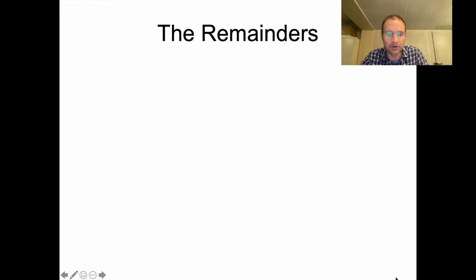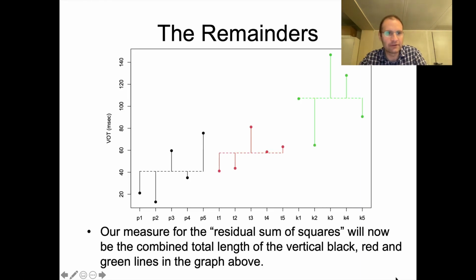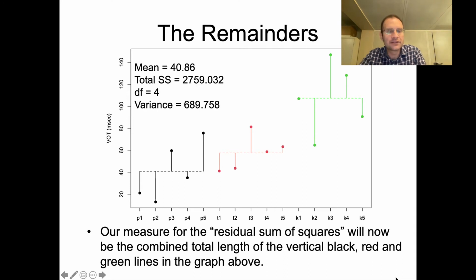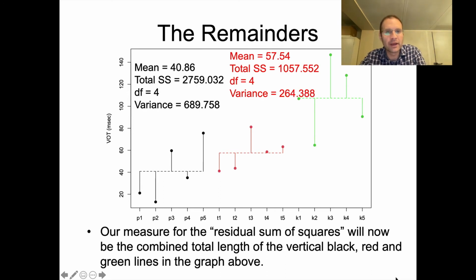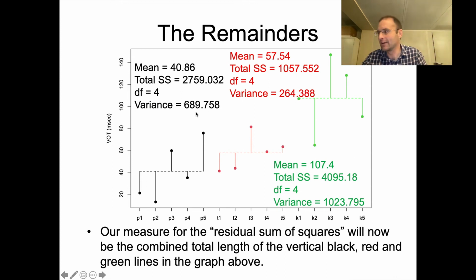The residual sum of squares for these 3 different places of articulation. It's the total length of these vertical black, red, and green lines. We've seen these numbers before. They're in the Excel spreadsheet, so we don't need to walk through them again. But that's what that amounts to. Okay, pause.